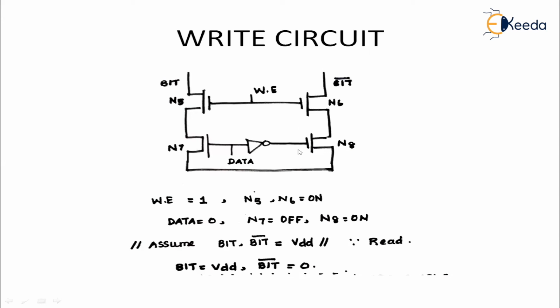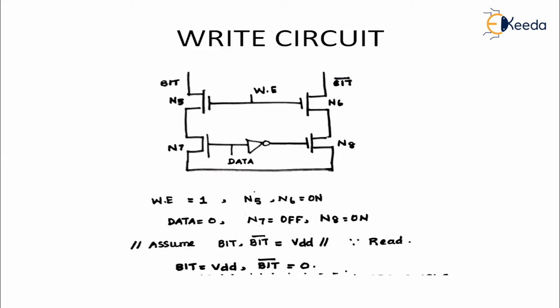This N8 is going to pull down the value of bit bar towards ground. So the N8 is going to pull down your bit bar, which is equal to 0. So now my bit is equal to VDD, because there is no path for discharging, whereas my bit bar became equal to 0. When I am going to write my data value as 0, my bit is storing the value of VDD, and my bit bar became equal to 0.